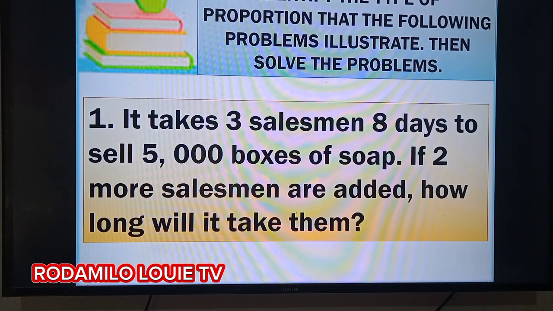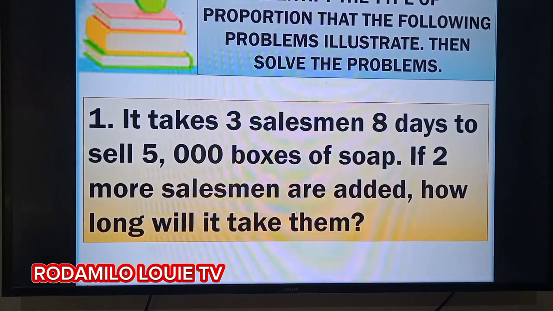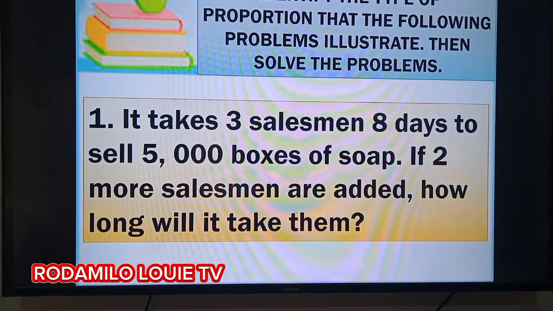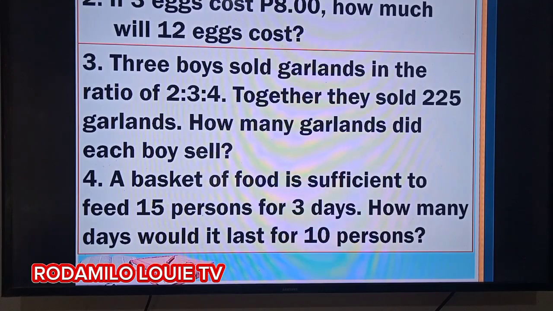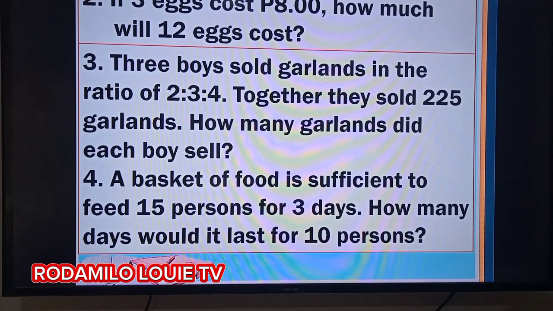Number one, it takes 3 salesmen 8 days to sell 5,000 boxes of soap. If 2 more salesmen are added, how long will it take them? Number two, if 3 eggs cost 8, how much will a dozen eggs cost? Number three, three boys sold garlands in the ratio of 2:3:4. Together they sold 125 garlands. How many garlands did each boy sell?